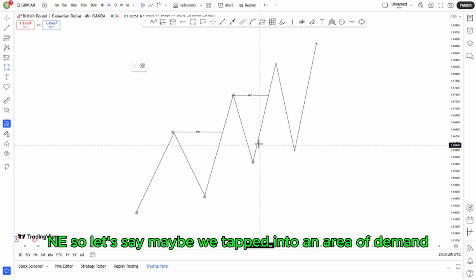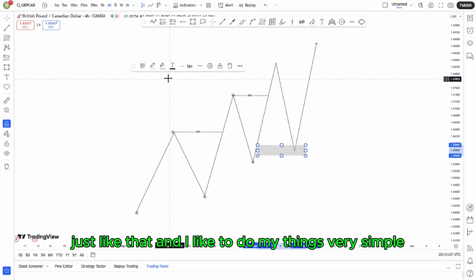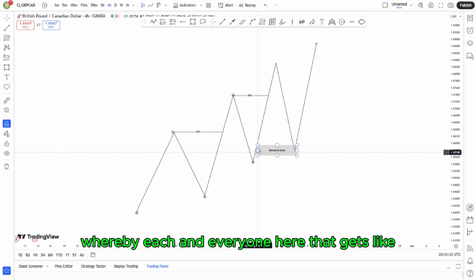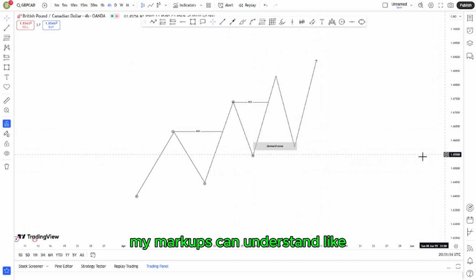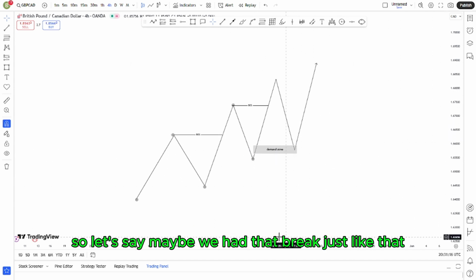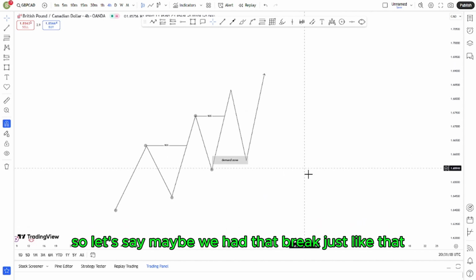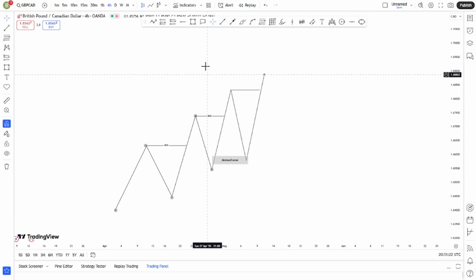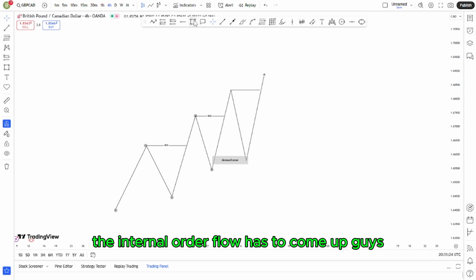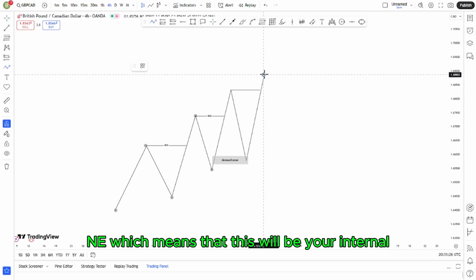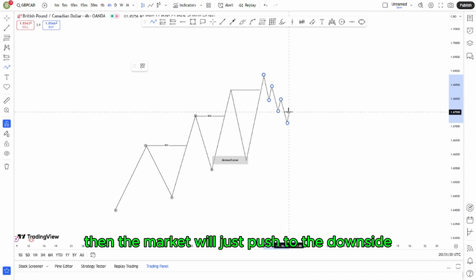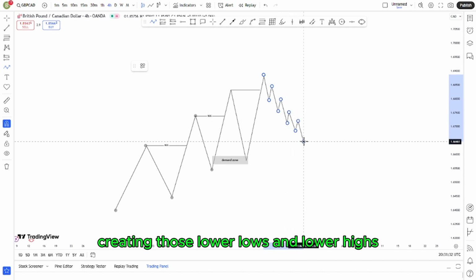Now, let's say maybe we tapped into an area of demand just like that, and I like to do my things very simple, whereby each and everyone here that gets my markups can understand what's going on. So let's say maybe we had that break just like that. After having this break of structure, what should happen? The internal order flow has to come up, guys, which means that this will be your internal market structure shift, then the market will just push to the downside, creating those lower lows and lower highs.